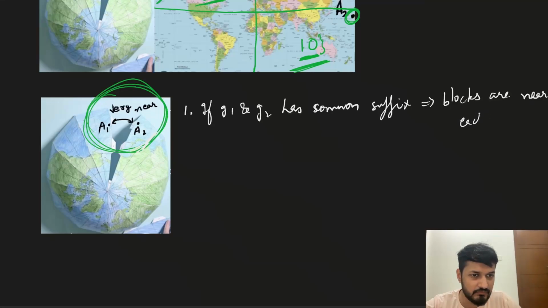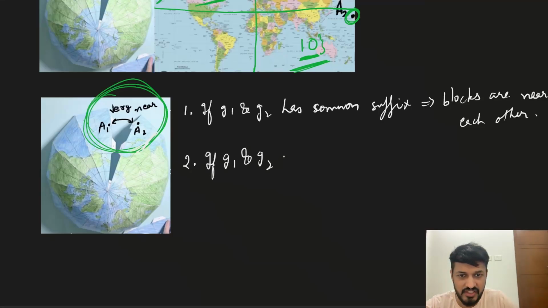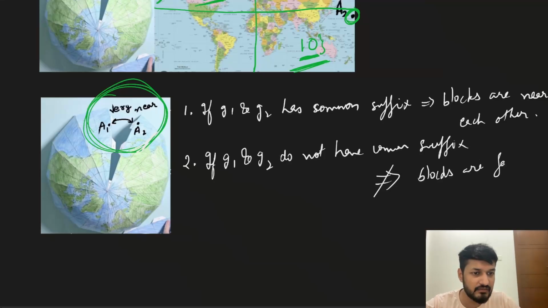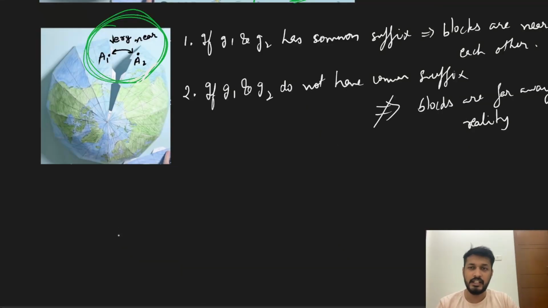nearby each other, right? And the second property is, if G1 and G2 do not have a common suffix, that does not imply the blocks are far away in reality. Okay, so these two are very important properties and I have told you the logic behind this, why the suffixes are different.